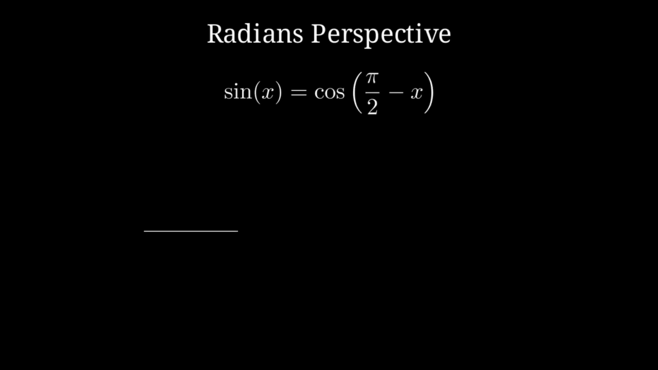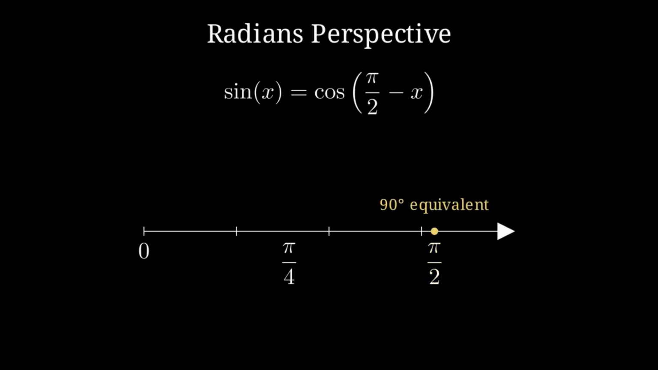In calculus and higher math, we often use radians. The identity remains the same, but we replace 90 degrees with pi over 2. Sine of x equals cosine of the quantity pi over 2 minus x.